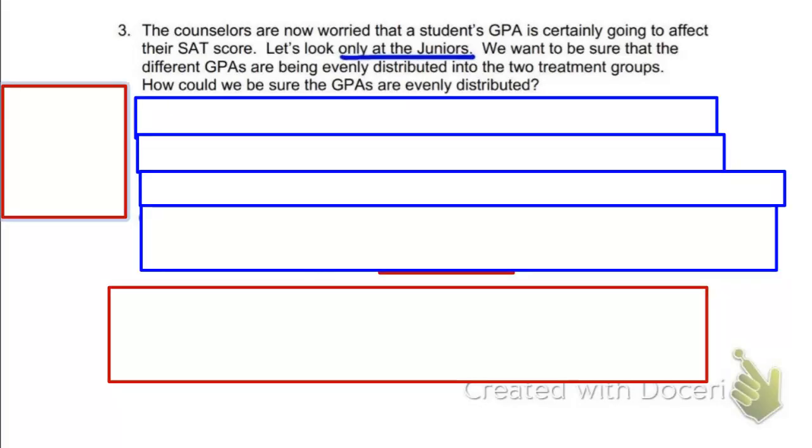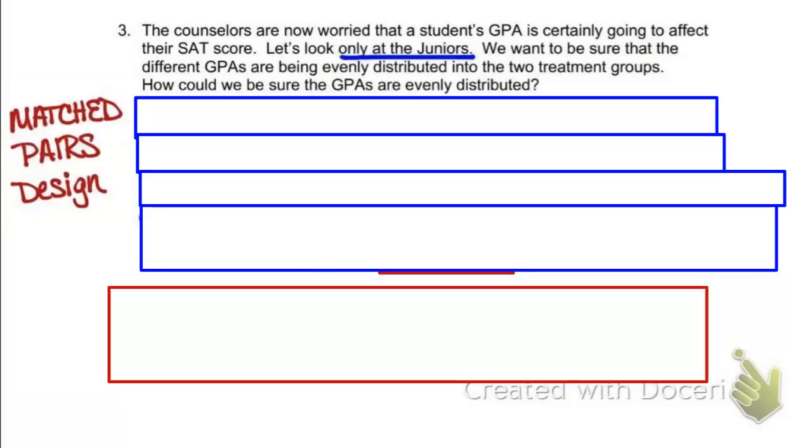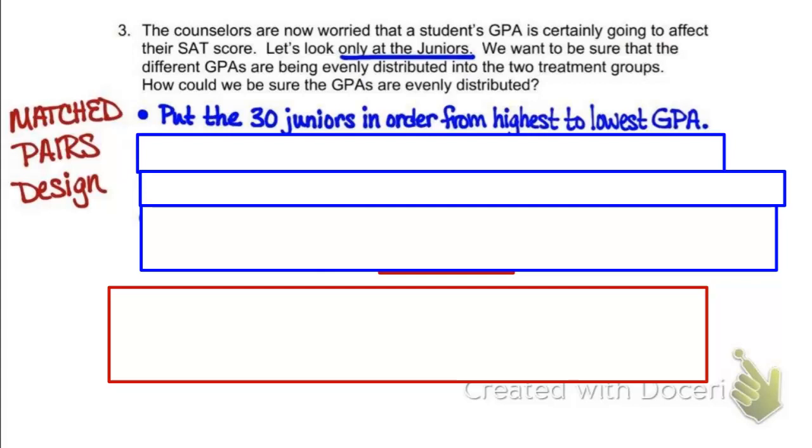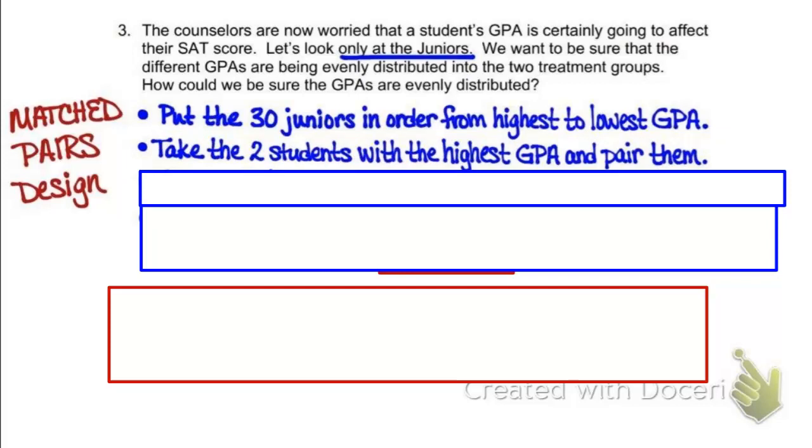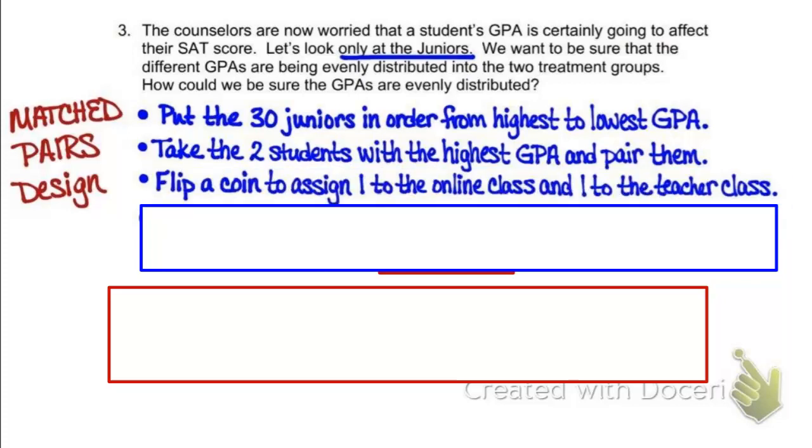This is called a matched pairs design. So put the 30 juniors in order from highest to lowest GPA, or you could say lowest to highest. You just want to make sure that you're putting them in order by GPA. Take the 2 students with the highest GPA and pair them. Flip a coin to assign 1 to the online class and 1 to the teacher class.